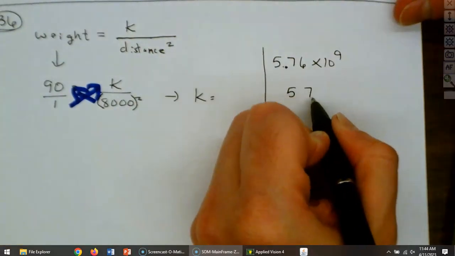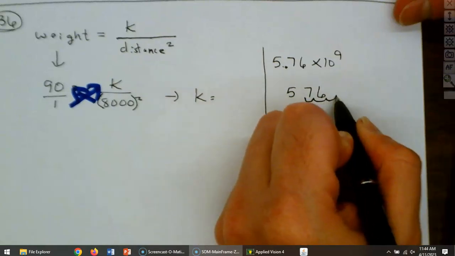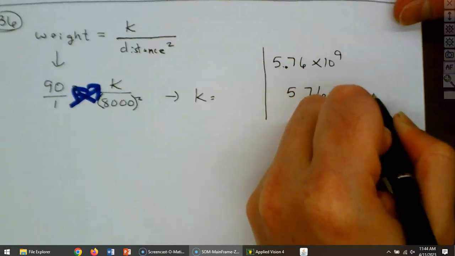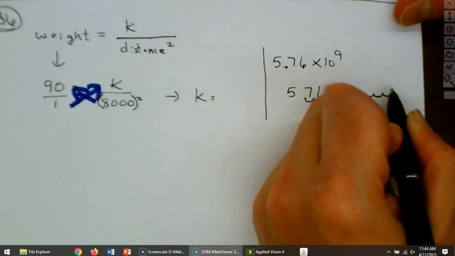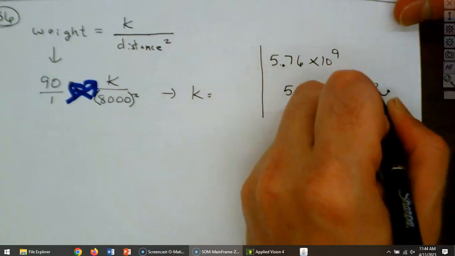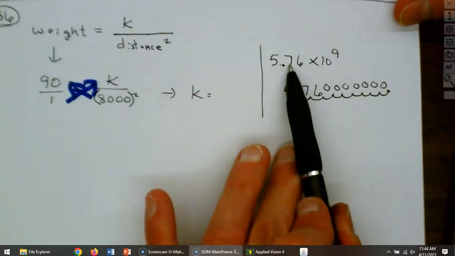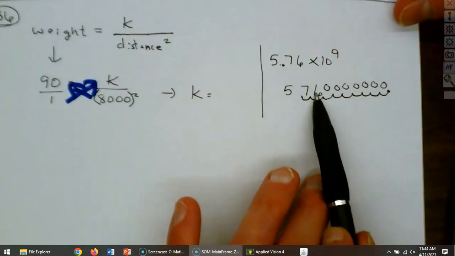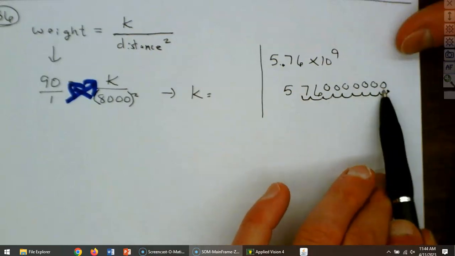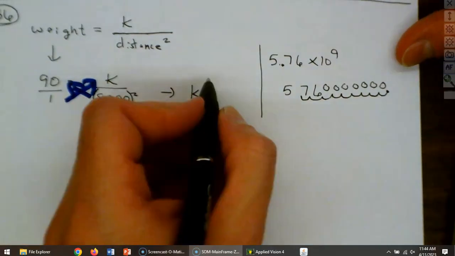We've got 5.76. We're going to have to go 1, 2, 3, 4, 5, 6, 7, 8, 9 places over. So we'll have to fill in all of our zeros here. And there should be, what? I think I may have too many. So we'll have to move this 1, 2, 3, 4, 5, 6, 7, 8, 9 places over. Or you can leave it in scientific notation, either way. But that's our value of K.